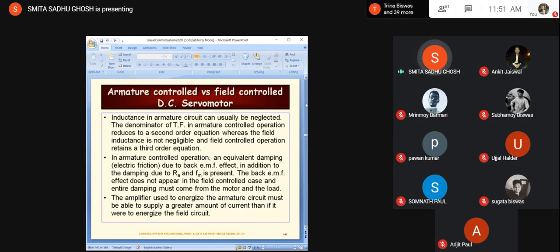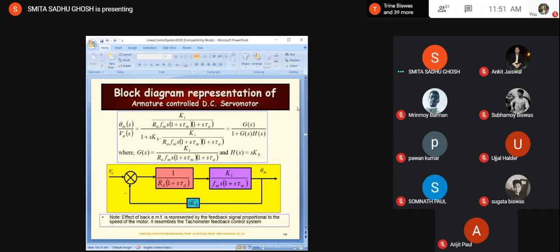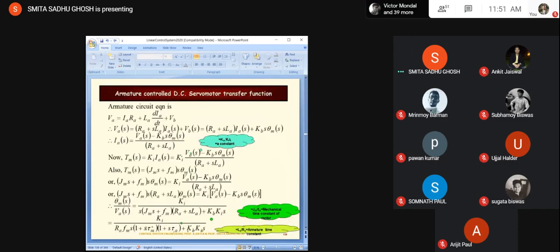If you look at this form of the transfer function, and if the armature inductance can be neglected, what happens to the order of this transfer function? It becomes lesser in order, isn't it? Because if armature inductance is negligible, this quantity is as good as not being there. So we will be left with a second order transfer function over here.